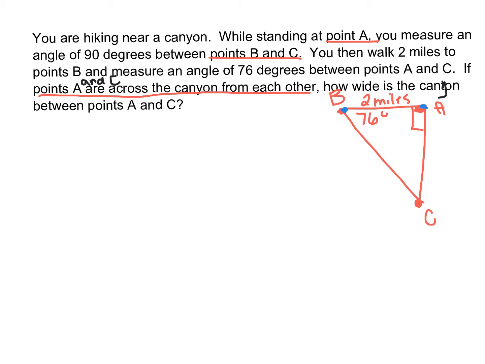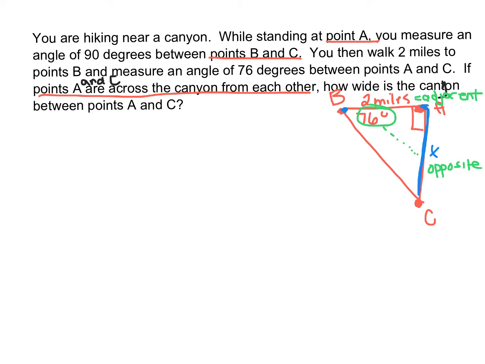And then it says, how wide is the canyon between points A and C? So I'm going to label that with an X because that's the unknown value that I'm ultimately looking for. What is this length right here? Because it's representing the distance across the canyon. So here what I notice is I've got a couple of different pieces of information. First, I notice that I am given my angle, which is 76 degrees. So that's going to be my angle of reference. I then notice that I don't have the hypotenuse or the opposite leg, but I am looking for that opposite leg.